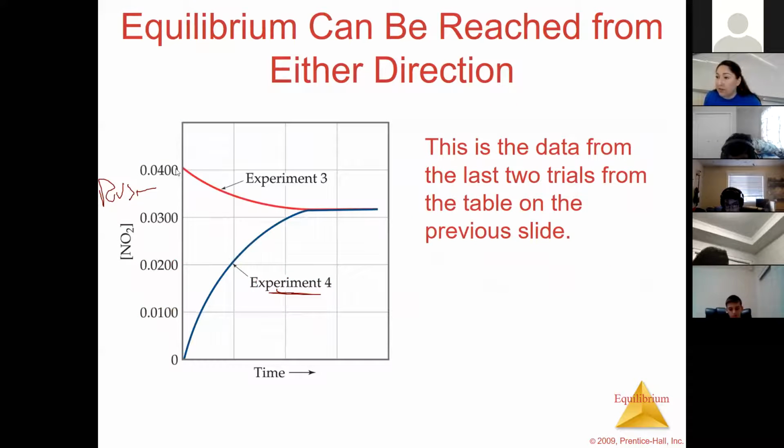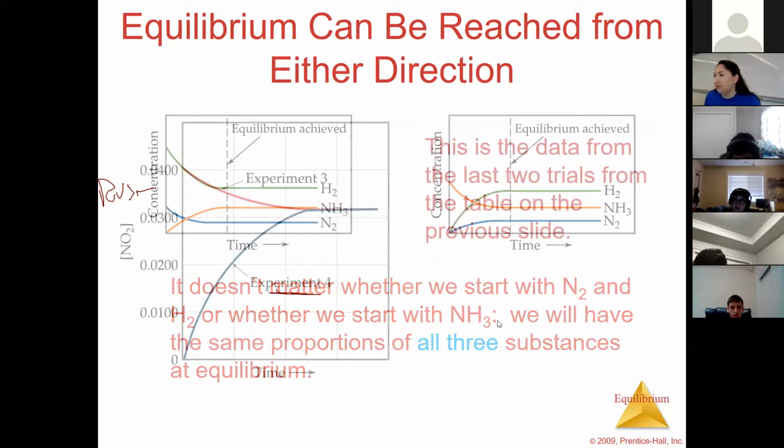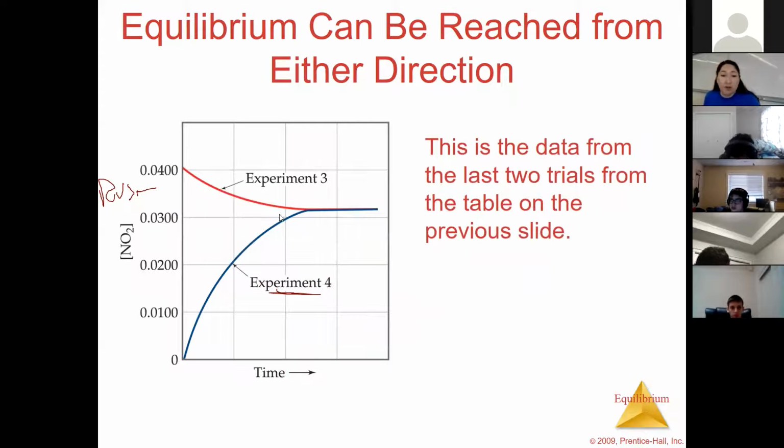So here, experiment 3, we start with the rust color. The amount went down until it reached its happy place. It's nice and constant. Or if we did the reverse reaction, started with no rust, it's ramping up, and then it stays constant. This data is from the previous slide, and no matter which way you come from, it's going to reach equilibrium. And equilibrium doesn't mean the same concentrations. It means the rate is constant. And it's going to be the same ratio of products to reactants. And it's going to get there no matter what.